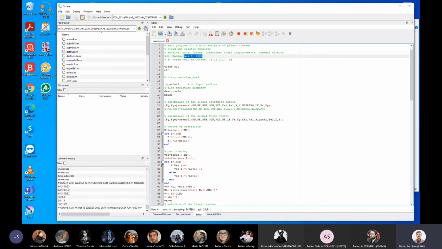This program is an old one, as you can see, written by Professor Radesh till 2006, right? Here we have a lot of files which are used for this main code, or main file if you want, and we have a lot of files which start with X, from example. So this is an example file, another example file. This is the example for the problem which was solved at the course.